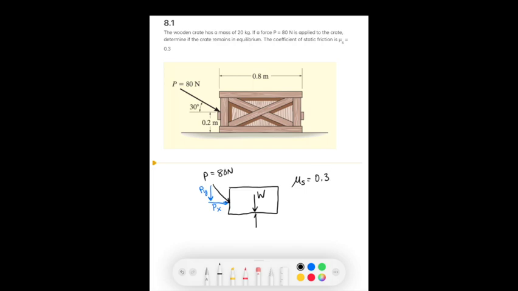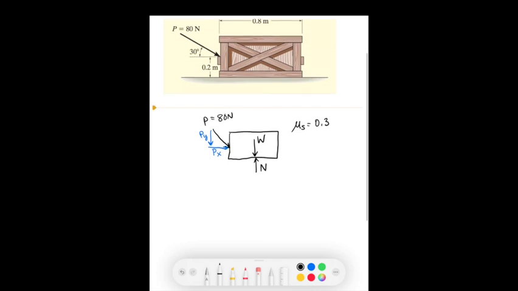So we can draw our normal force. We know that there's a normal force pushing back up from the table. And what we're asked to figure out is whether or not this crate will remain in equilibrium as this force is applied to it.